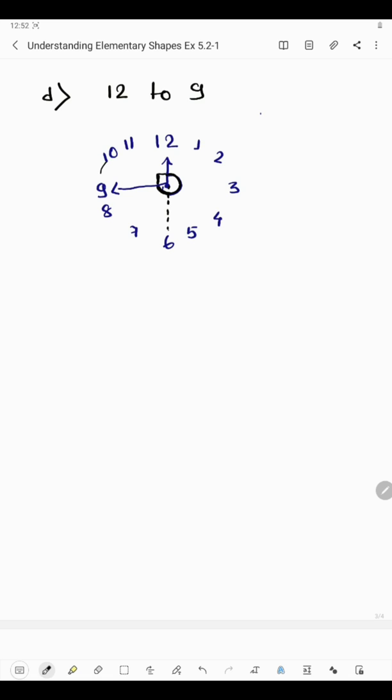Why? Because 1, 2, 3 gaps are there. So it makes 90 degrees if it moves from 9 to 12. And a complete revolution is 360 degrees. So from 360 degrees, if you subtract 90 degrees, then we will get the reflex angle. Okay, so a complete revolution is 360 degrees and 9 to 12 is 90 degrees. So if you subtract 90 degrees from 360 degrees, we will get the reflex angle.